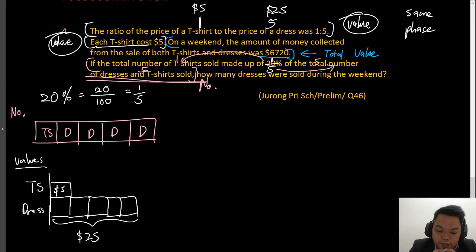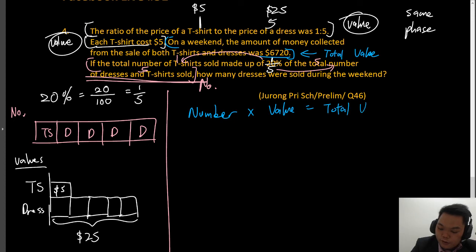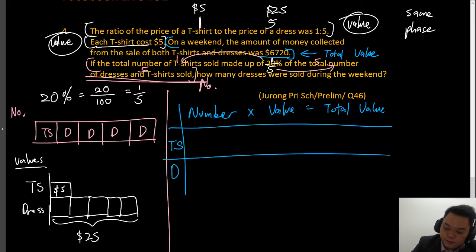Okay, once you got that ready, we can now apply number times value equals total value. So for those of you who've covered rates, you'll find this table to be very useful. Draw out this table first. Basically, this is common sense. The number of items that you have multiplied by the individual value will give you the total value. So this is a very common sense idea.